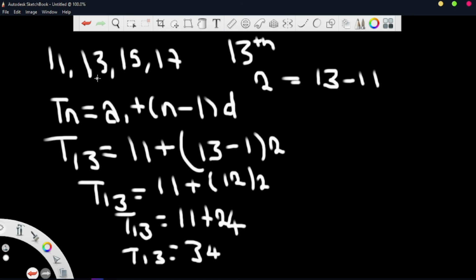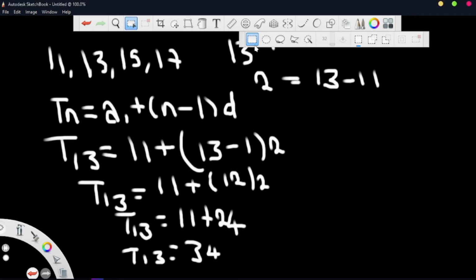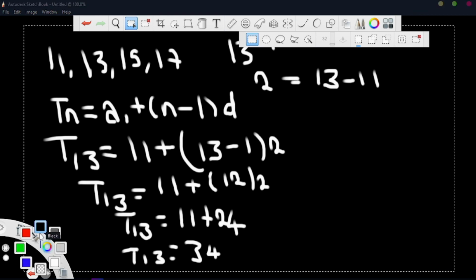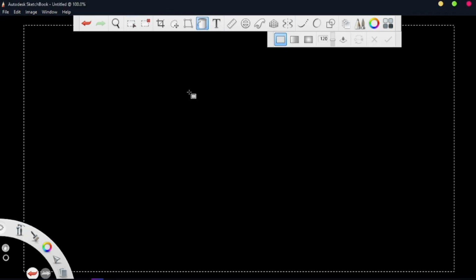So this is 1, 2, 3, 4. So if you continue adding 2 to 17, and then the next number that you find, you add 2, if you do that 13 times, you're going to get 34. Let's go on to the next question in our past paper and see how best we can solve it.